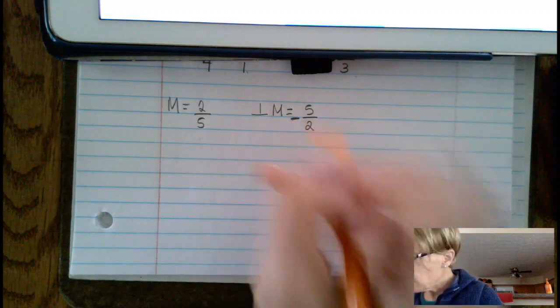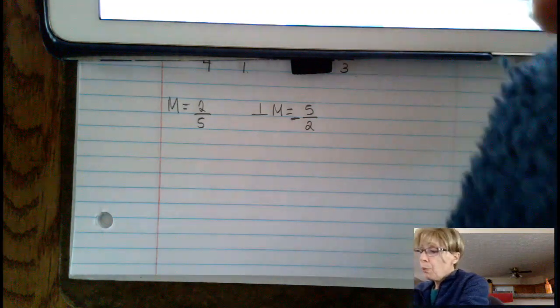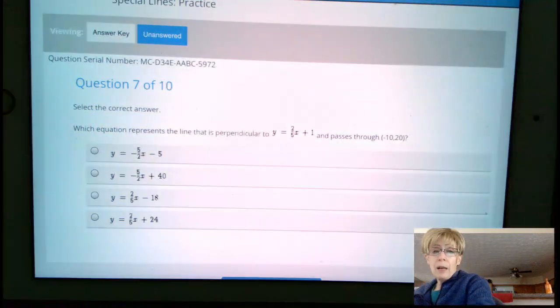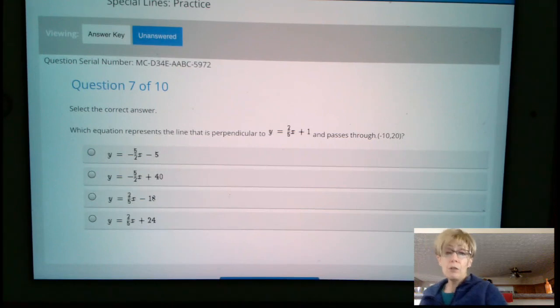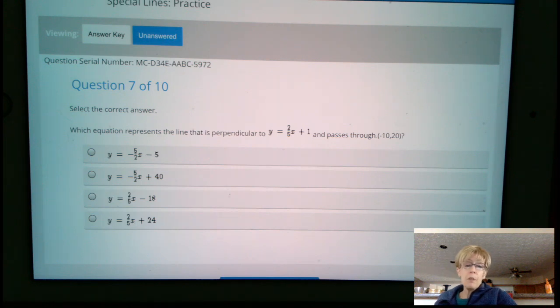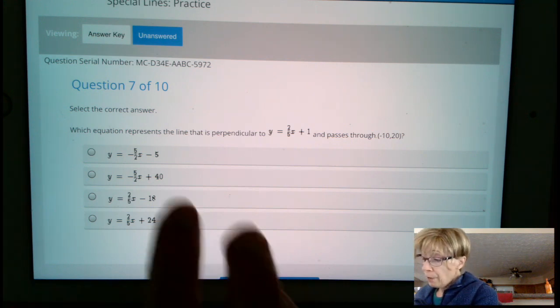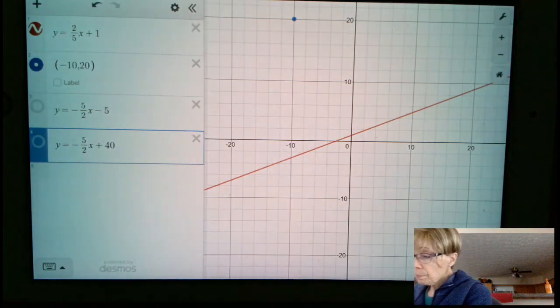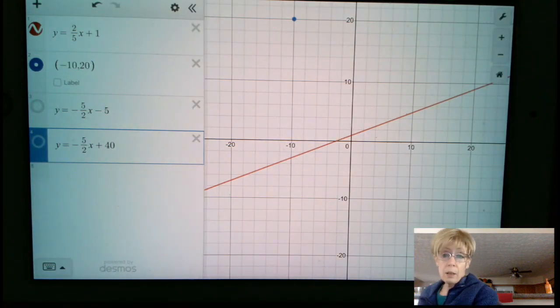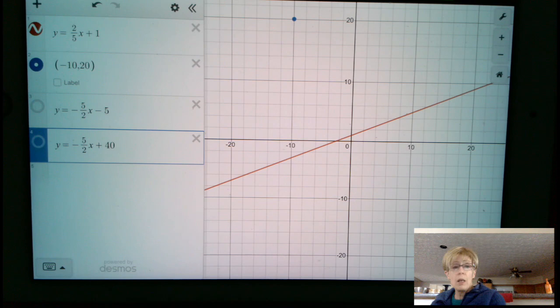We pull this back down so we can see the problem again, and we've got two choices. Let's start by typing in y equals 2/5 x plus 1 on the first line of Desmos. Then on the second line of Desmos, I typed in (-10, 20). And then I have our two choices here. The red line on screen here in Desmos is 2/5 x plus 1. I had to pinch it in so that we could see our blue point up here. There, a little bit better.